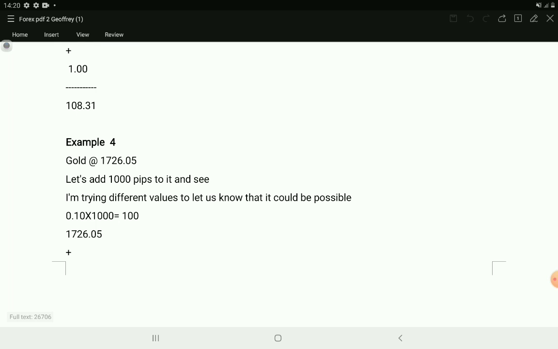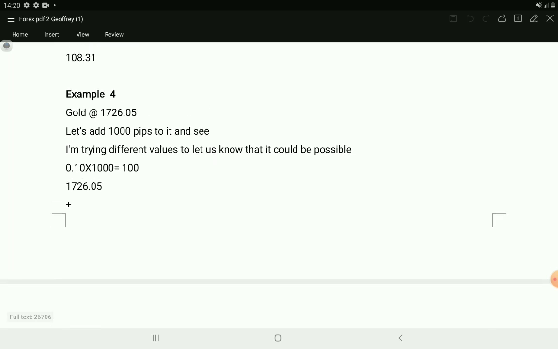Then here is gold, and it's the same thing also. It's the same thing with gold. Just any number after the second decimal point is where we start our calculation from.